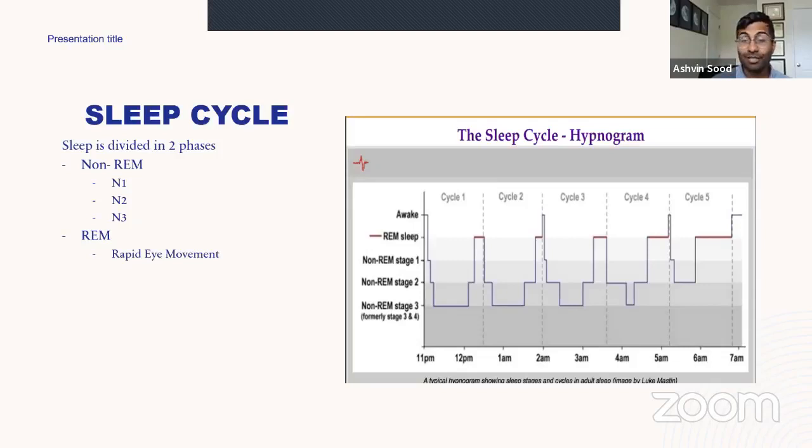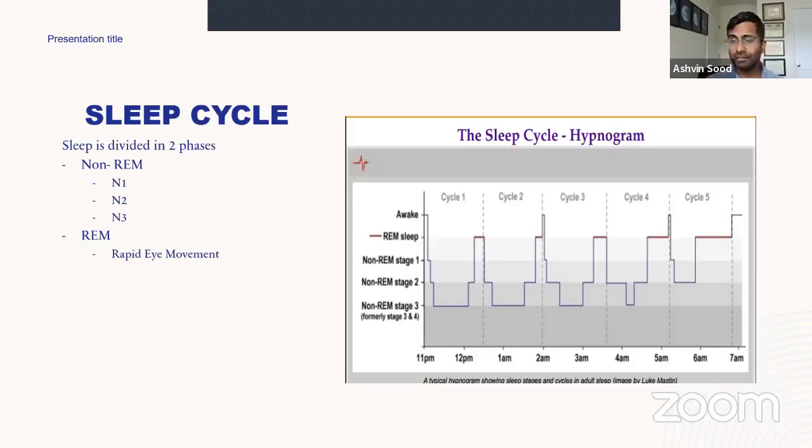During this stage, also in stage 3 sleep, we often find that kids or children suffer from sleepwalking, night terrors, and bedwetting. So there's actually a phase of sleep in which this occurs.